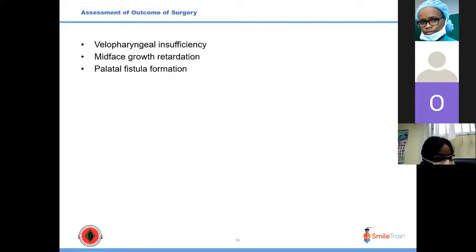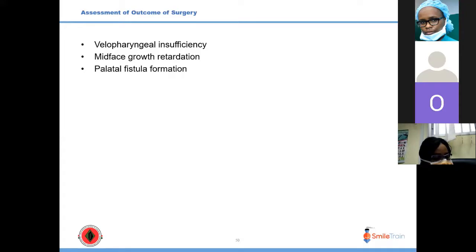With a palatal fistula, there is an oronasal communication. And at times, you can have dehiscence. In the dehiscence, the nasal mucosa is actually intact, but the oral mucosa as well as the muscle are not really in the midline.